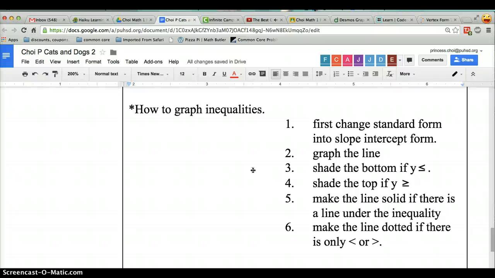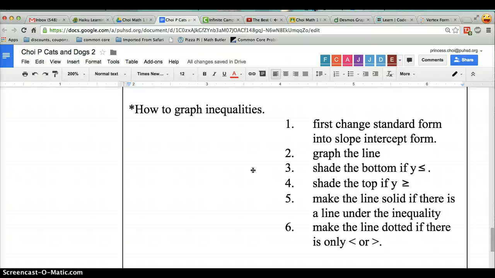As you can see on the graph, if you scroll up and see, the graph was actually shaded at the bottom part because it was equal to or less than 1,280, right? So then you have to make the line solid if there's a line under the inequality symbol, and if there is no line, then your graph is going to be dotted if you only have greater than or less than. And that is how you graph inequalities, okay?